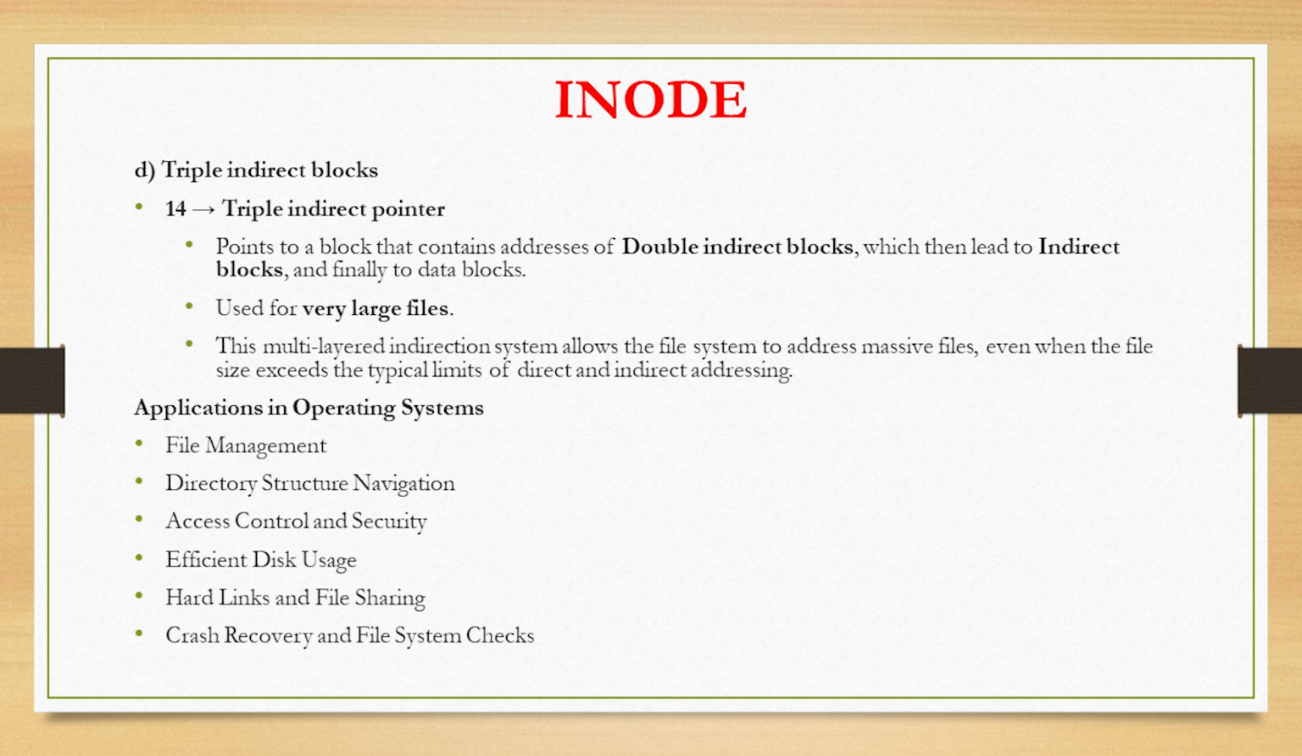The next one is the triple indirect block, the 14th one. It points to a block that contains addresses of double indirect blocks, which lead to indirect blocks, and finally to the data blocks. Used in the case of very large files, this multiple layer indirect system allows the file system to address massive files even when the file size exceeds the typical limitation of the direct and indirect addressing.